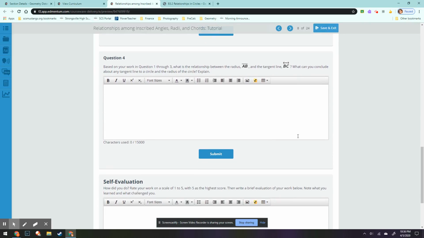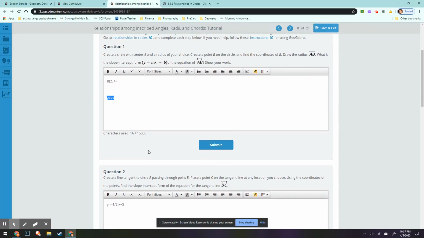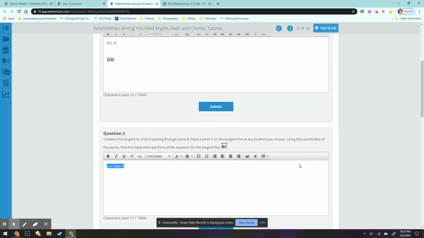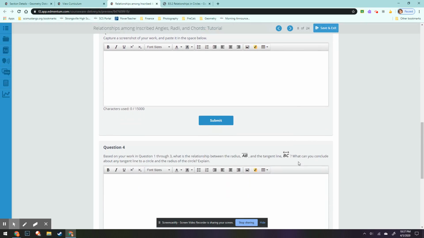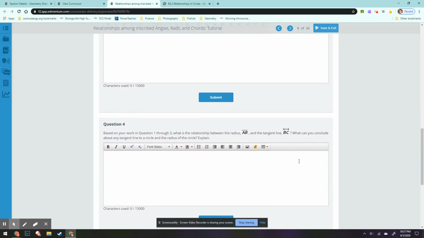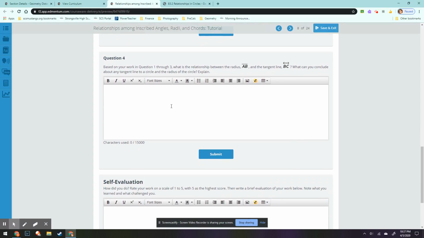Question 4, based on your work in questions 1 through 3, what is the relationship between the radius and the tangent line? Okay, so if I go back and I look, here's my equation for the radius, y equals 2x. Here's my equation for the tangent line, y equals negative 1/2 x. You're going to give me a little hint. You're looking for a relationship about the slope. And we actually did do this in class, I believe, so you guys should hopefully remember that a little bit. But then in this question, you would just kind of explain what the relationship is and how you know that, okay?